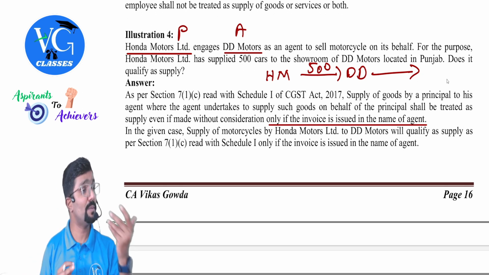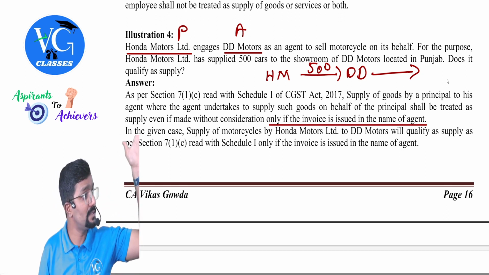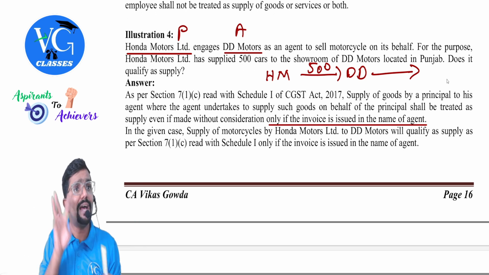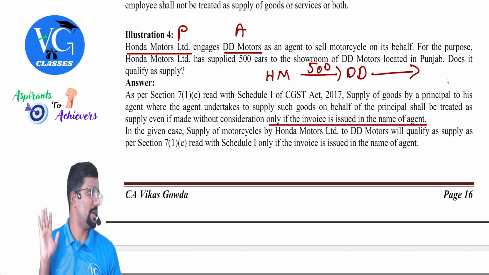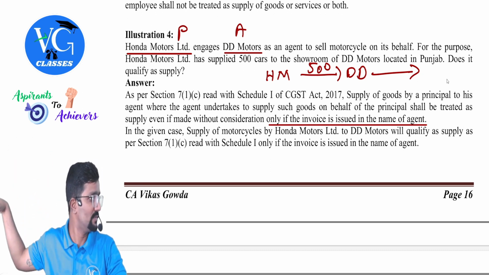Not a supply. As per para 3, not a supply. But there will be one supply, from whom to whom? Principal to customer. But in para 3, they are not talking about it. In para 3, they are only focusing on what? Between principal and agent, is there a supply or not? Clear? But in my examples, I took both because you should understand the connection.